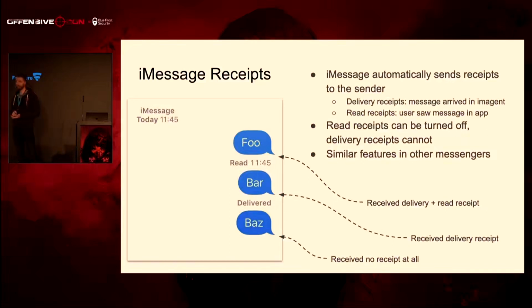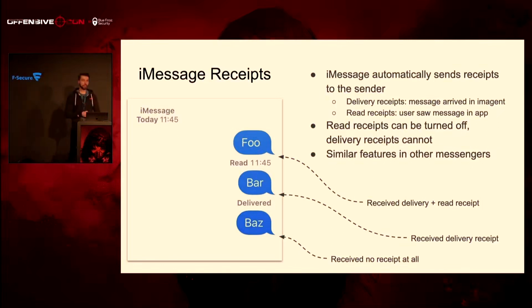Here's a screenshot of iMessage. And here you can nicely see the three different states the message can be in. So the first one is read, the second is delivered, and the third is none of those. And the way this works is through receipts, iMessage receipts.